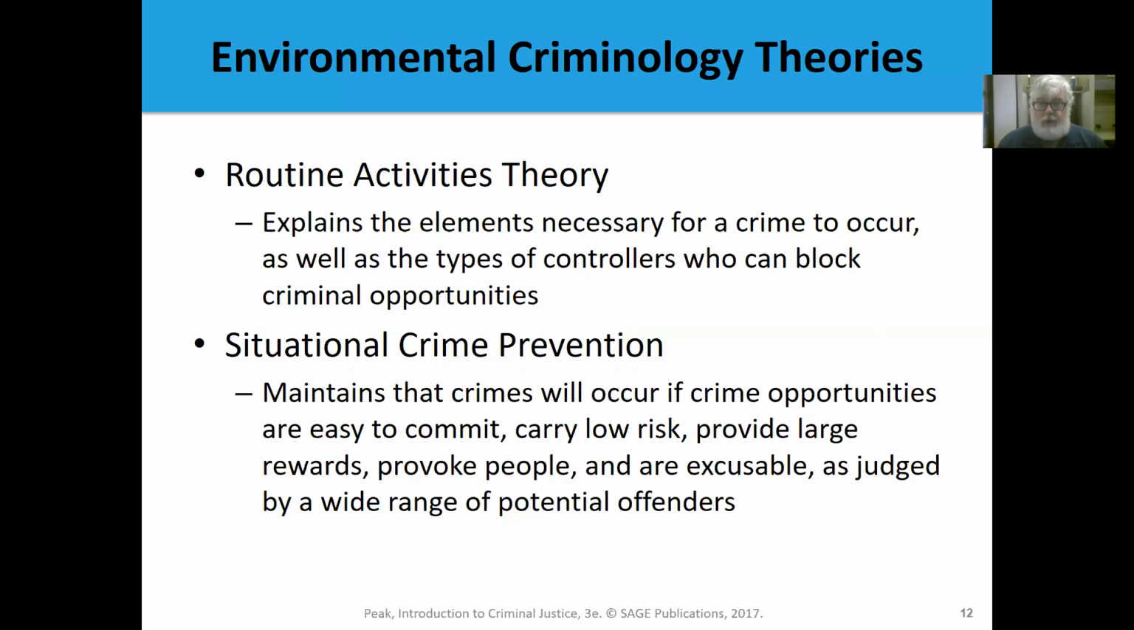Situational crime prevention is the idea of reducing the opportunities that people have to commit crimes, like putting good locks on your doors. The really over the top would be in some neighborhoods where people put bars on the windows. But the idea is that crimes will occur if there's opportunities, if it's easier to commit things.